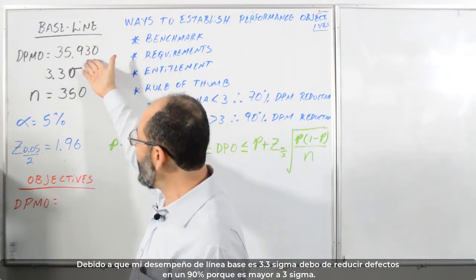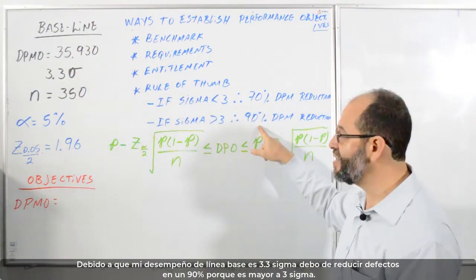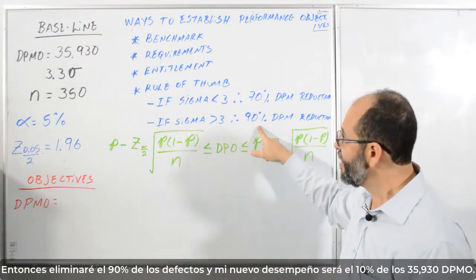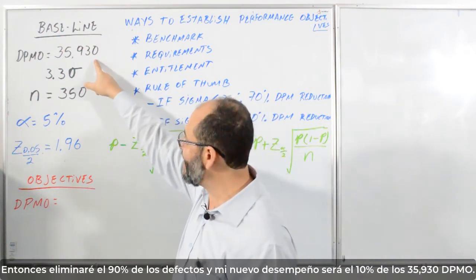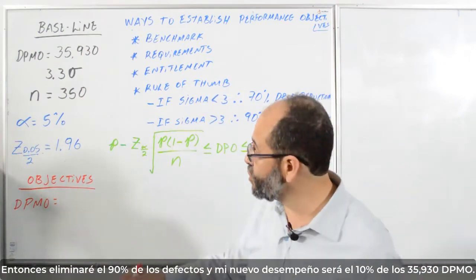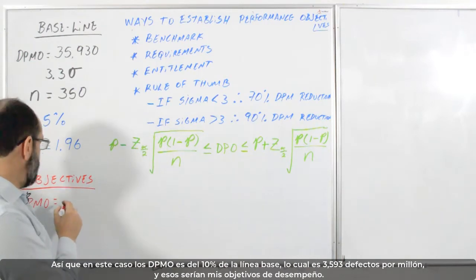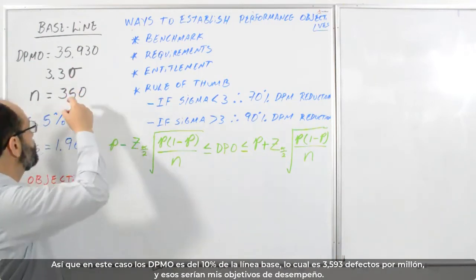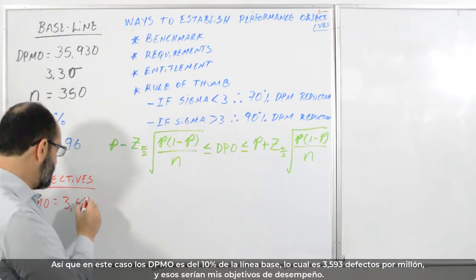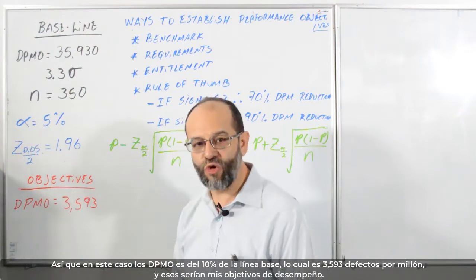So, if my baseline performance is 3.3, then I have to remove defects by 90% because it's greater than 3 sigma. Then I will eliminate 90% of the defects, and my new performance will be 10% of those defects. So, in this case, the DPMO is 10% of that, which is 3,593 defects per million, and that will be my performance objective.